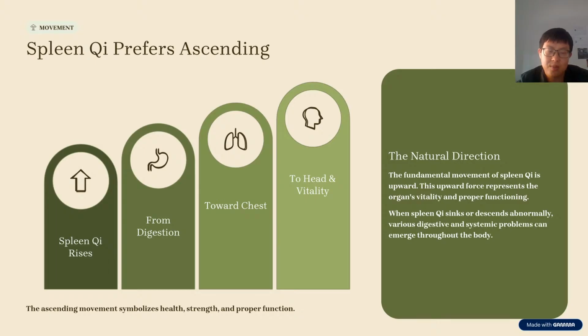One of the core physiological characteristics of the spleen is that the spleen energy prefers upward movement. Under normal conditions, spleen energy moves upward rather than downward. Upward movement reflects healthy spleen function. So the spleen energy prefers upward. What does that mean?